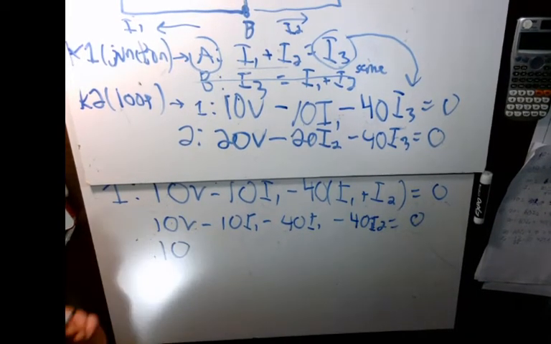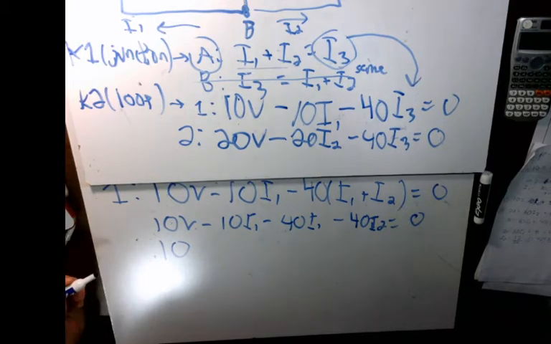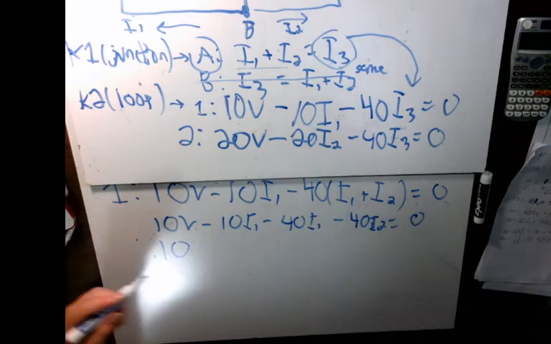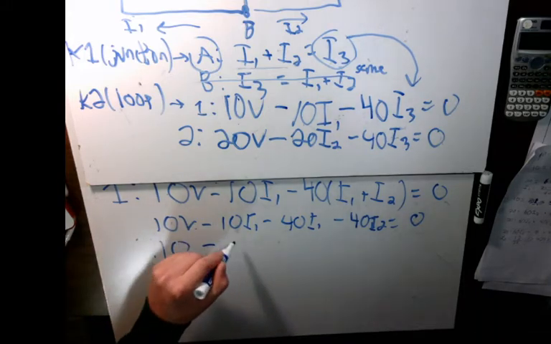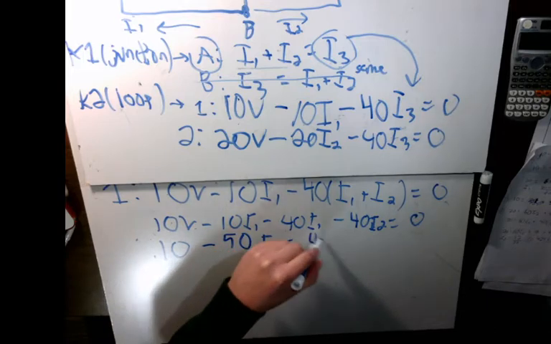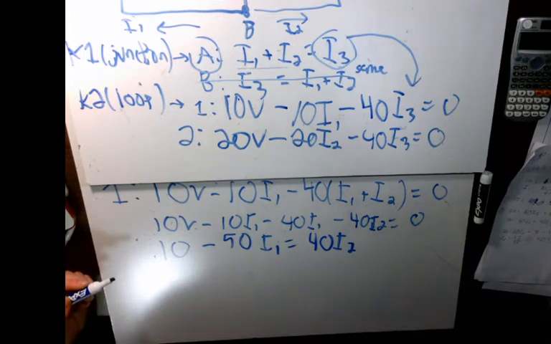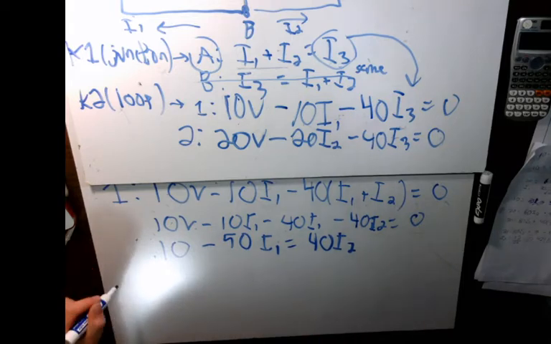So we can drop units at this point. It's weird for physics to drop units, but it just works nicely with this. So I'm going to subtract, 50I1 is equal to 40I2. Okay, so I have an equation for I2. I could divide that by 40 again, but let's work on our second equation here.